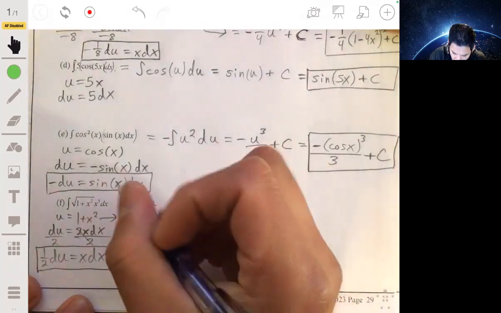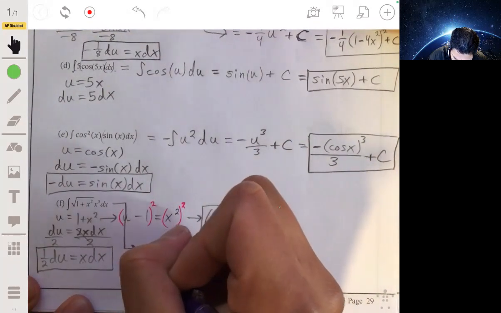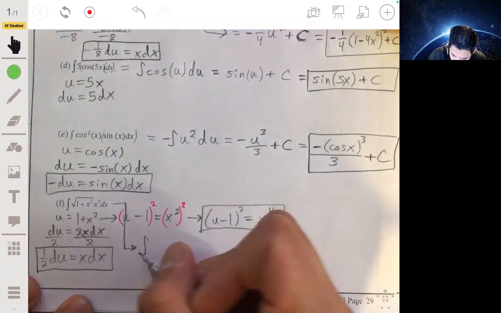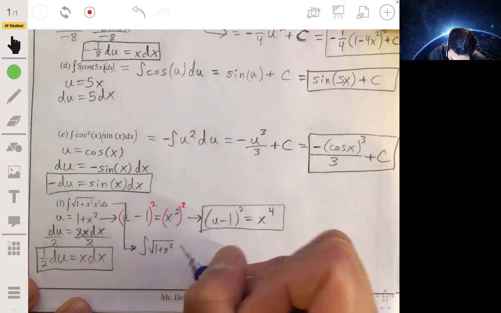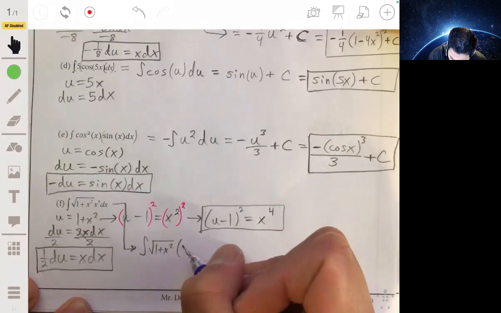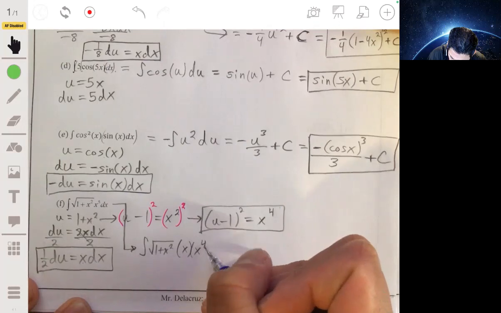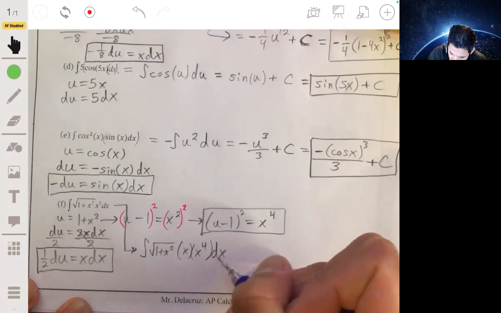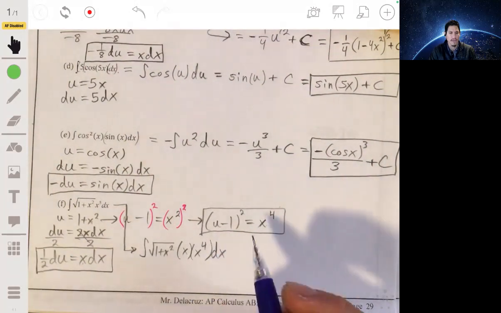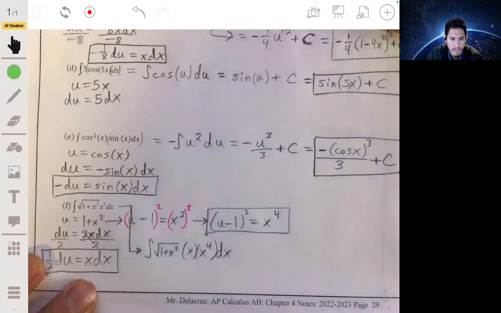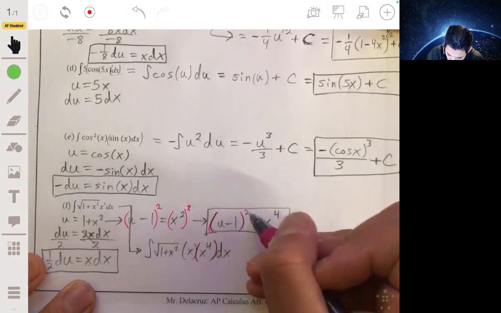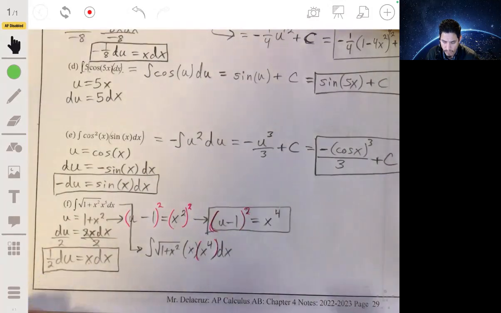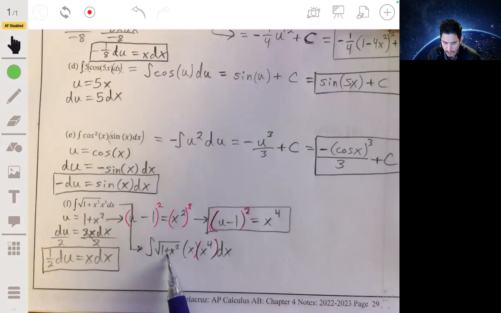Now let me try to break this down a little bit more. Let me rewrite this down here. So in other words, we're looking at this as the square root of 1 plus x squared multiplied by x multiplied by x to the 4th dx, because x times x to the 4th is x to the 5th. And see that x to the 4th then becomes this. And that u is under here. And that 1/2 du is that x dx.